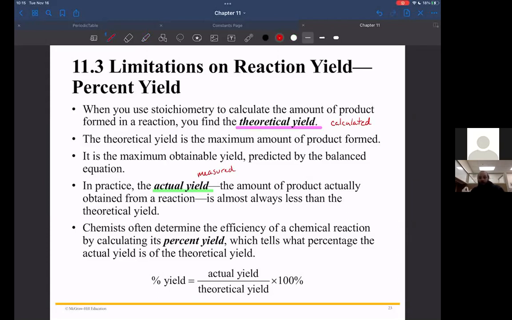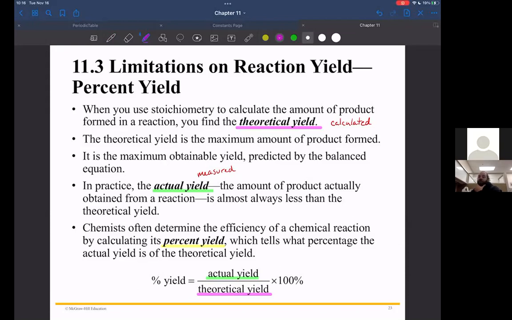Chemists often quantify the success or the efficiency of a reaction by calculating the percent yield, which is where you take the actual yield, divide it by that theoretical yield, and multiply it by 100 to turn it into a percent. Okay, so a reaction, if it's perfect, you'd have a 100% yield. But of course, that doesn't really happen. You're always going to lose something. And so you typically will have something less than 100. Okay. Importantly, though, is again how to calculate that.